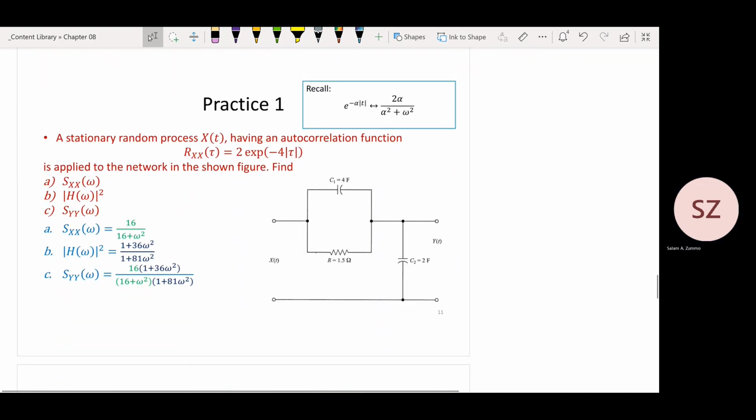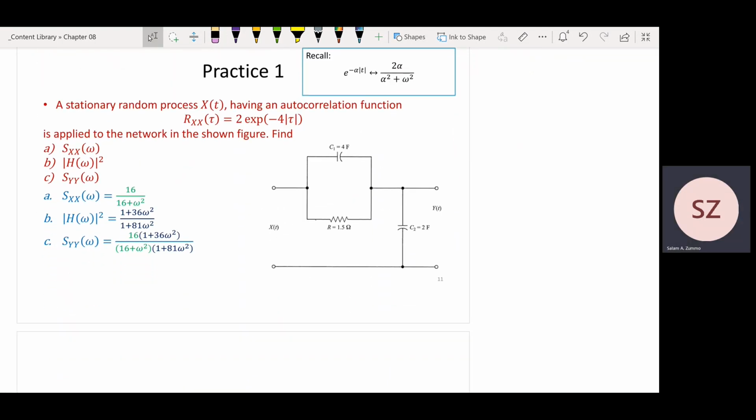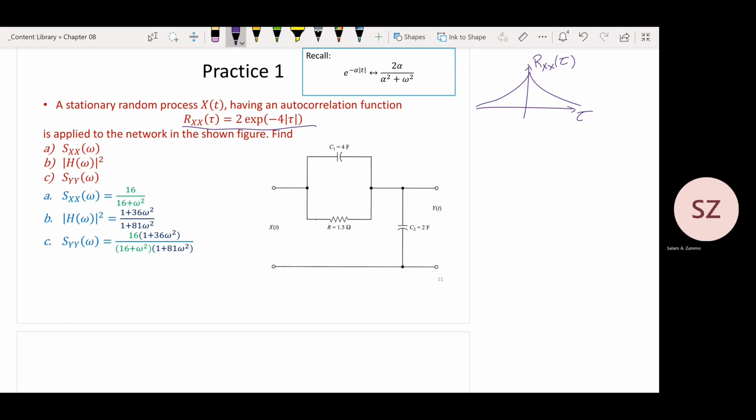Another example is when the input has the autocorrelation function given by this. It's a typical autocorrelation function that looks like this, R_XX, so it decays as tau increases. If we change the 4 into 10, how will this autocorrelation function look?